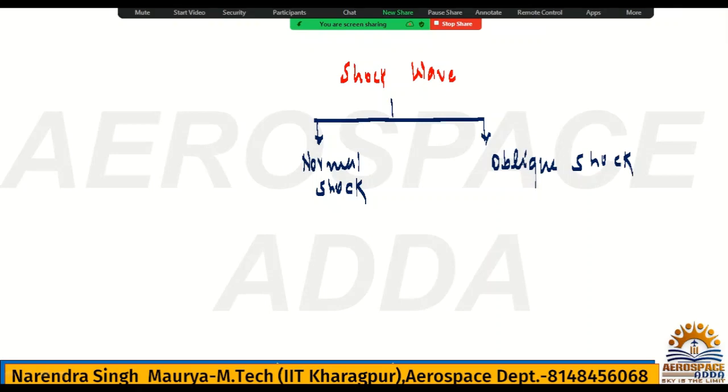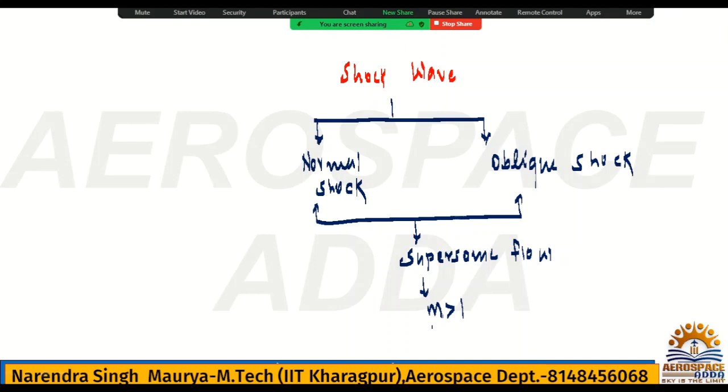But before going to the mathematical expression and all, we'll see what the shock actually is. The shock is a very thin layer that is formed when the flow is supersonic. So why will a normal shock or oblique shock be formed? It will be formed when there is supersonic flow. The first condition to get a shock in the flow field is supersonic flow, that means M is greater than 1.